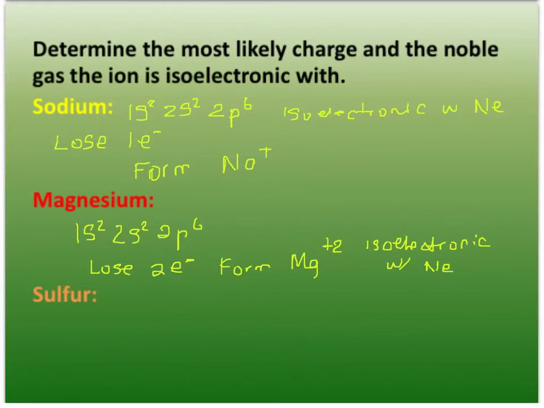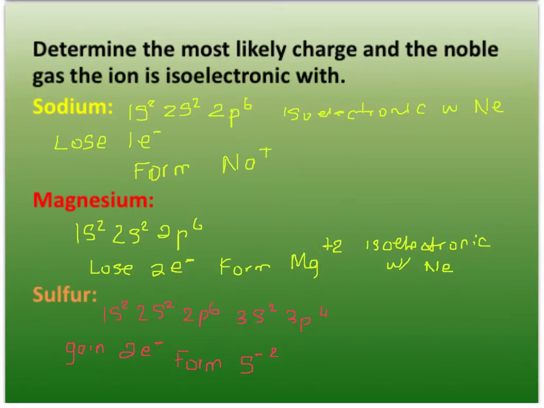Okay, let's look at one more. Let's look at sulfur now. Sulfur has a configuration of 1s2, 2s2, 2p6, 3s2, and 3p4. Now to form its ion, or to get a stable configuration, in this case it's going to gain two electrons. If it gains two electrons, now it's going to have two more negative than positive, so it would form S2-.